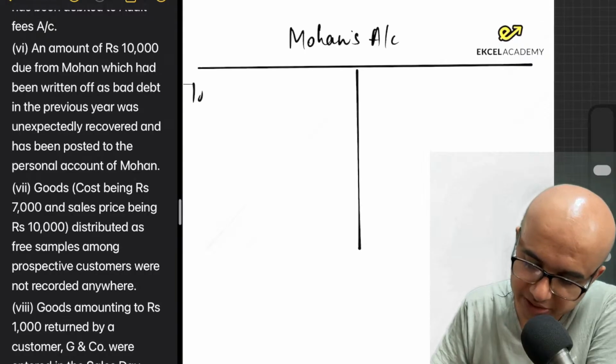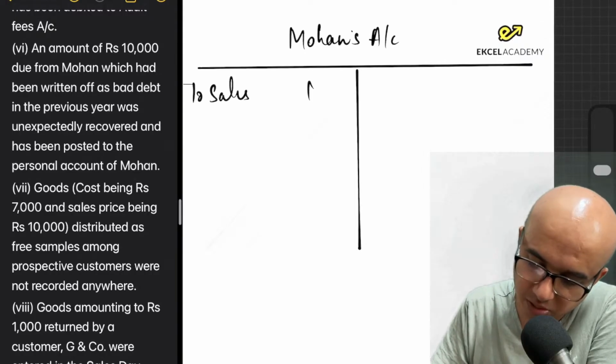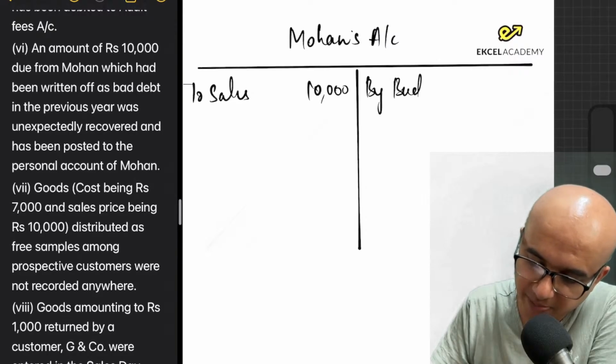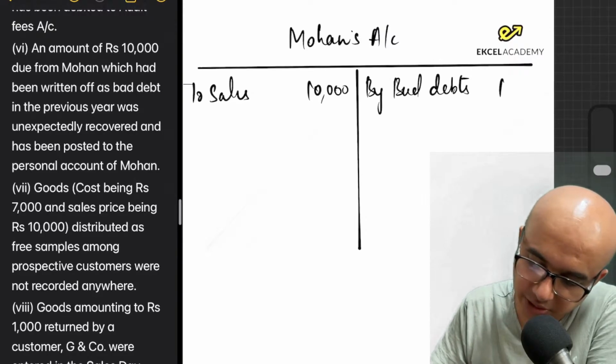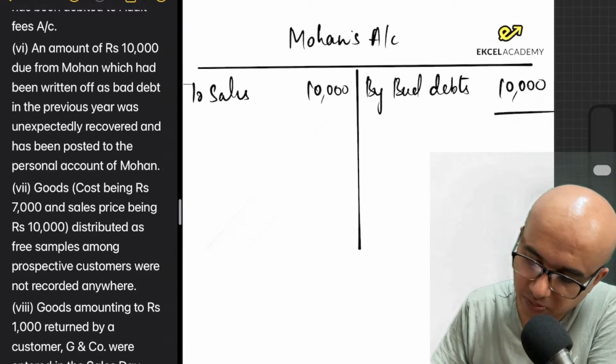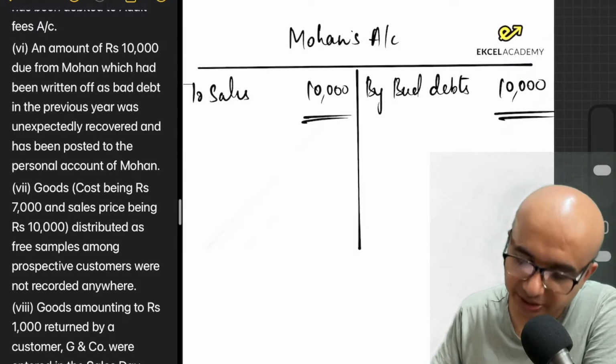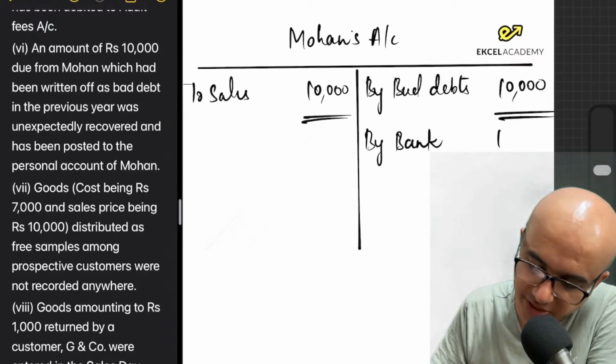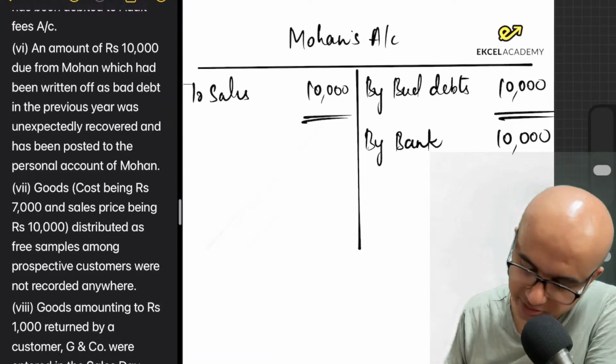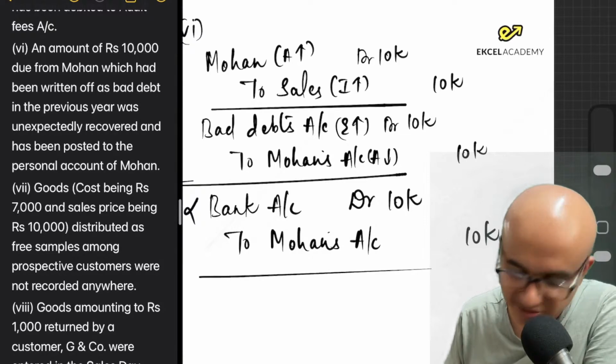So to sales, 10,000. By bad debts, 10,000. This was last year. Now this year, what did you do? You suddenly wrote by bank. I'm just posting that entry which I have recorded earlier. This is this wrong entry. I'm just posting the same.